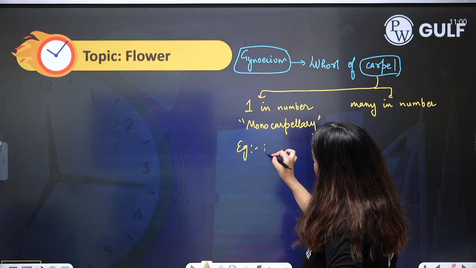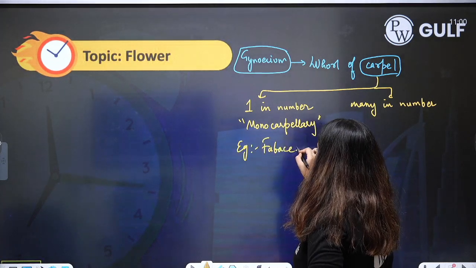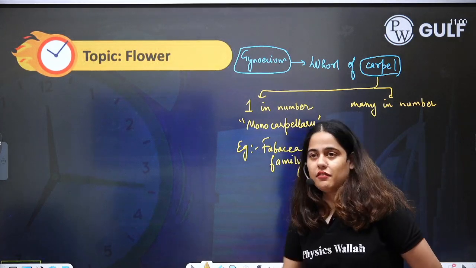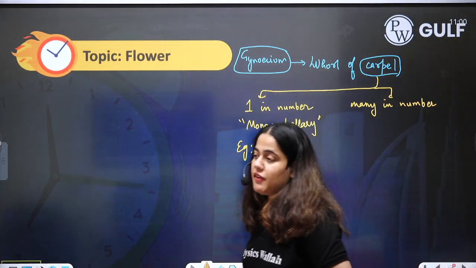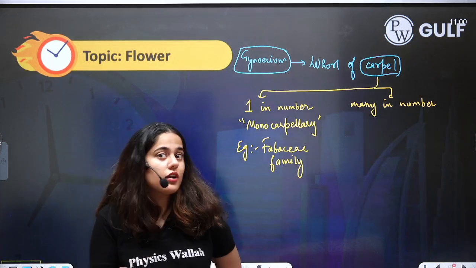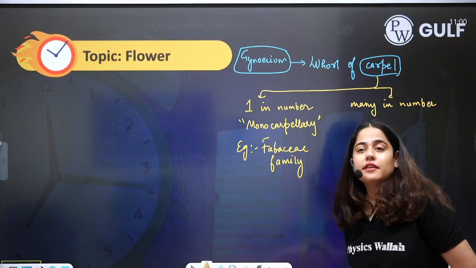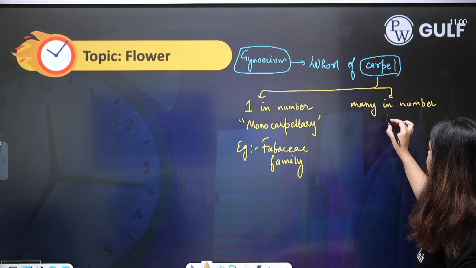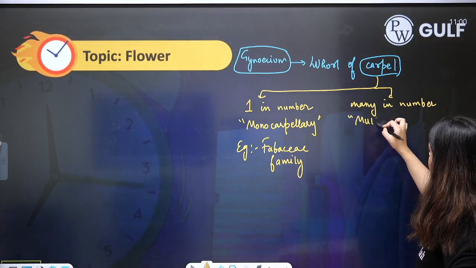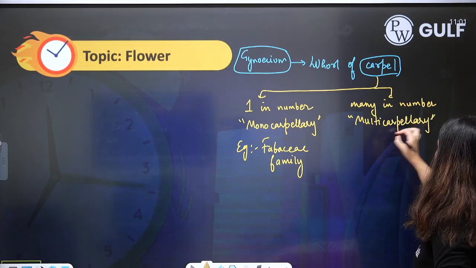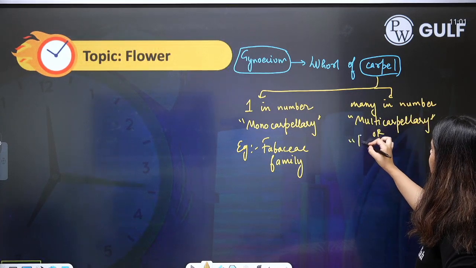Example, Fabaceae family. What is included in Fabaceae family? All the pulses, groundnut, soya bean, right? Pea, bean, all are included in Fabaceae family. Many in number is multicarpellary, also known as polycarpellary.